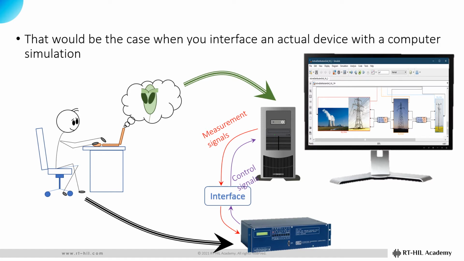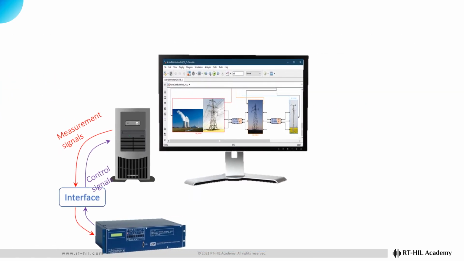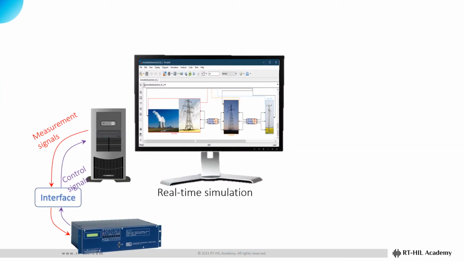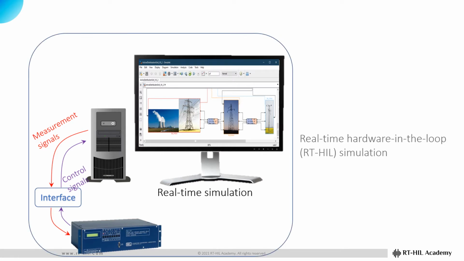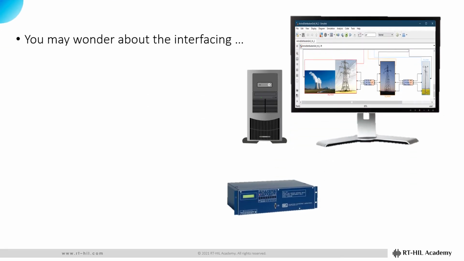The time progression for the device is ruled by the time in our world, which is the real time, whereas the time progression in the simulation is governed by the simulation engine. And that can be either faster or slower than real time. So, if we want the device to properly interact with the simulation, we should make sure that the simulation runs in real time. This is where the real-time simulation is needed. And, because the real-time simulation is interfaced with a hardware, the whole setup is called a real-time hardware-in-the-loop, or RT Hill, simulation. You may wonder how the simulation is interfaced with the actual device.